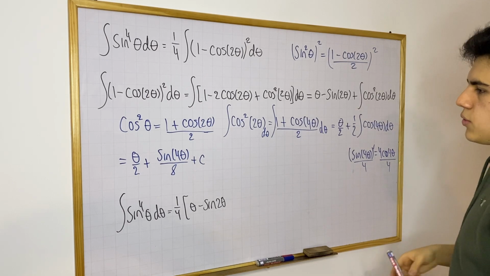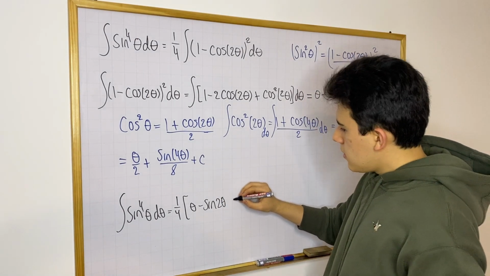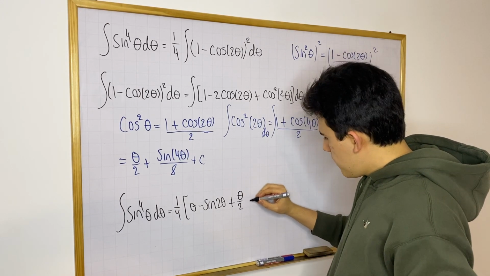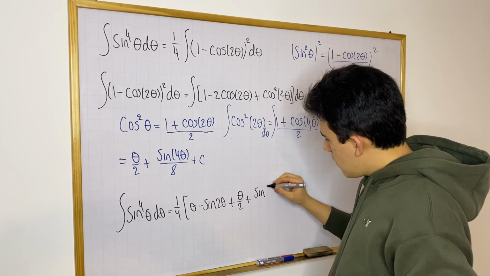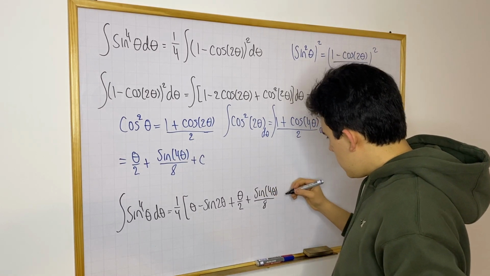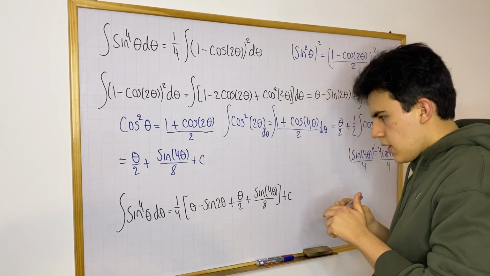And now we have the solution for this integral, which we know is in here, okay? So we know this will be, is that a minus sign? No, it's a plus sign, so we're good. So this will be plus theta over 2 plus sine of 4 theta divided by 8, okay? And then I'm going to close this and then plus c, okay?